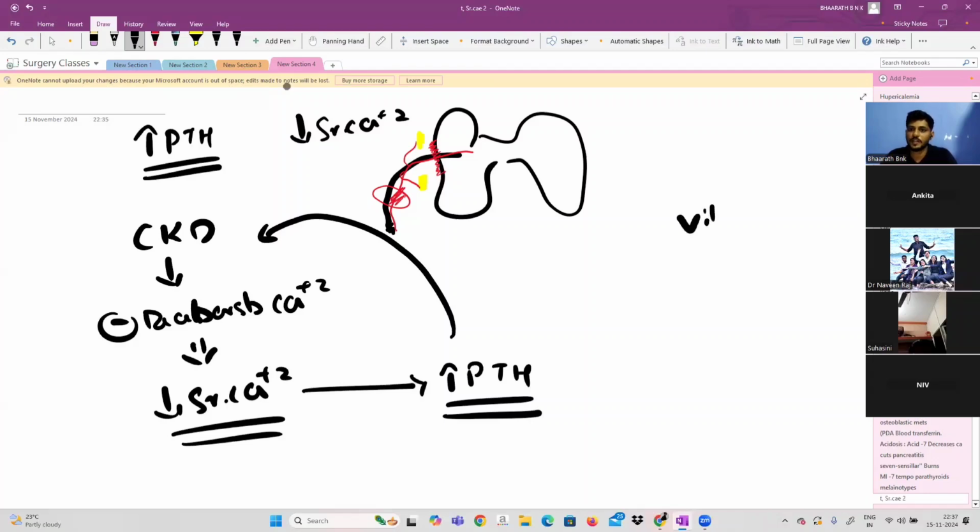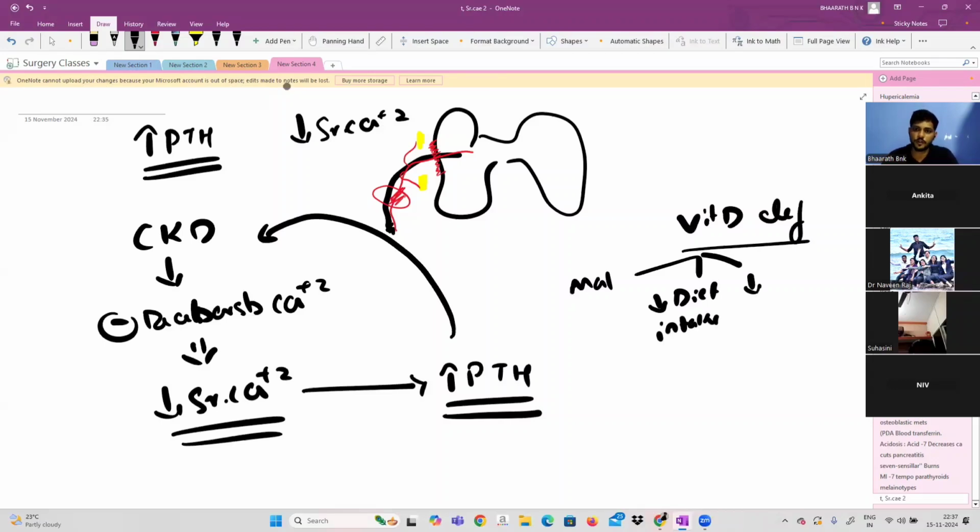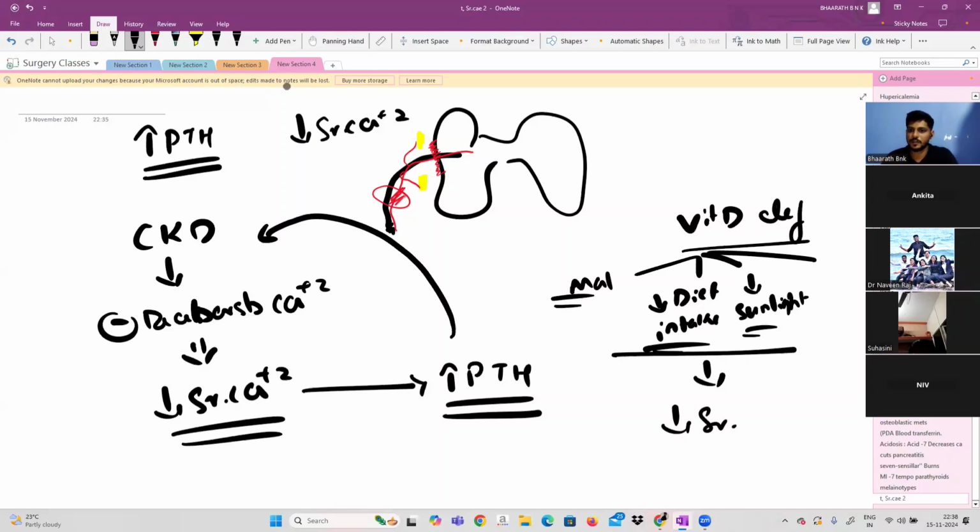Also, there can be vitamin D deficiency. Vitamin D deficiency can happen because of malabsorption, reduced dietary intake, or reduced sunlight exposure. So all these things can happen because of vitamin D deficiency. All of that will again reduce serum calcium level. Because serum calcium level is reduced, it will stimulate parathormone levels to be increased, right?